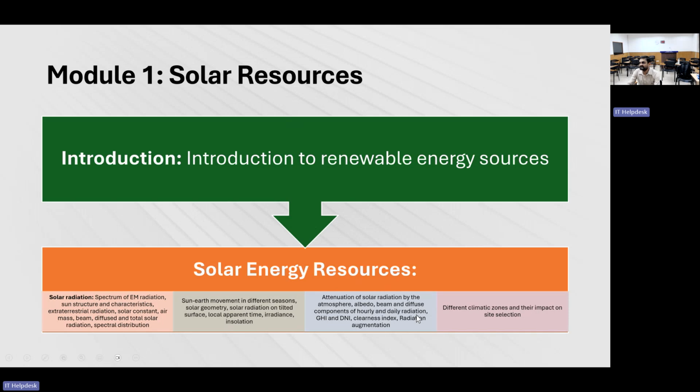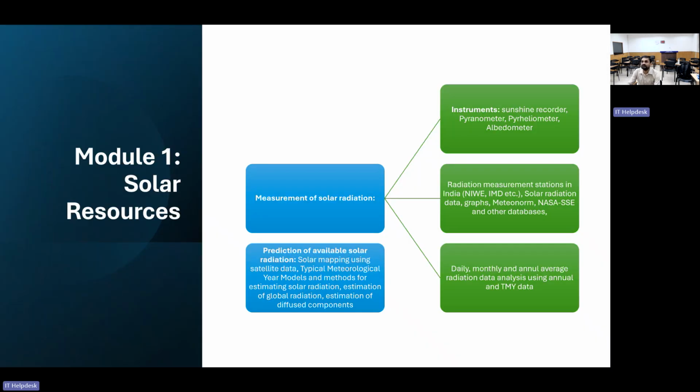And then we will study the different climatic zones and their impact on the site selection for solar energy projects. Now coming to the next portion of the solar resources, which is the measurement of solar radiation.